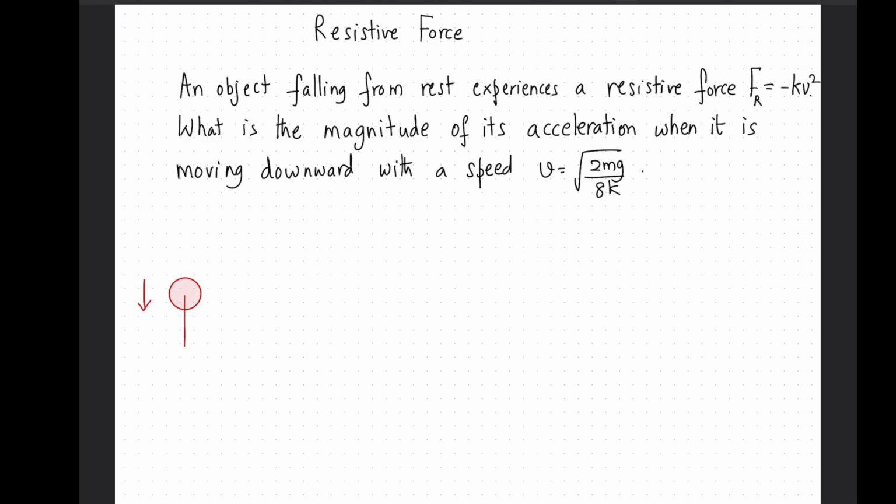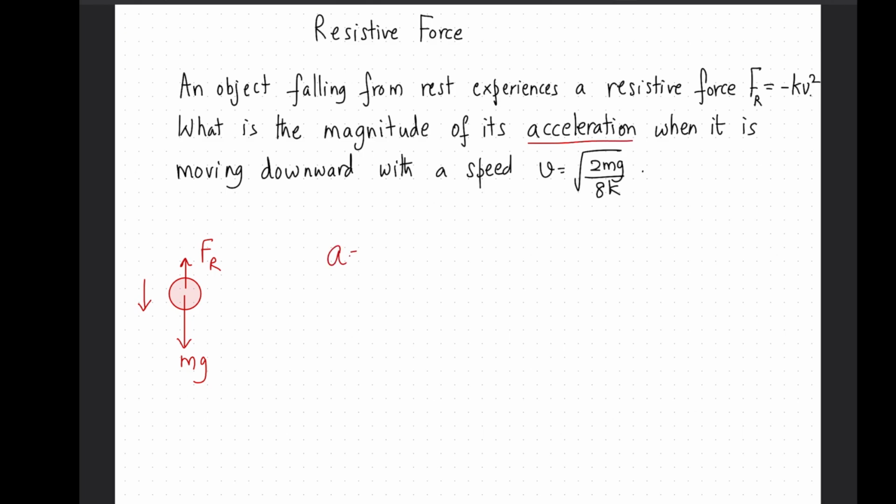So the forces which will act on the object are the force of gravity, which will pull it downwards, and there will be a drag force which will be opposite to the motion, and that drag force we will write as Fr. Now it's asking us to get the magnitude of acceleration.